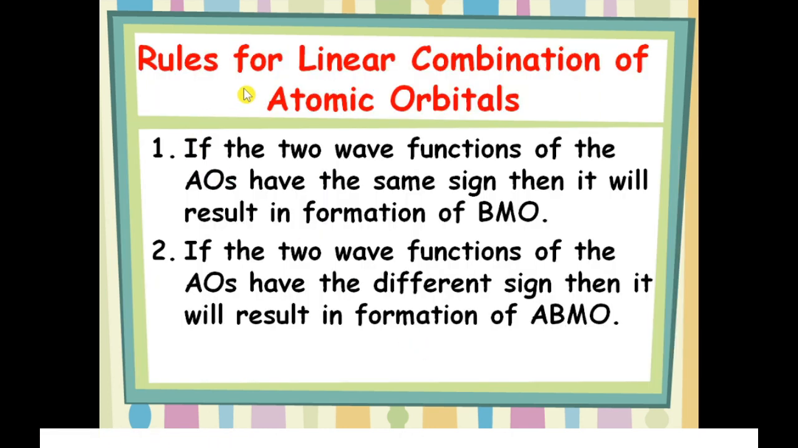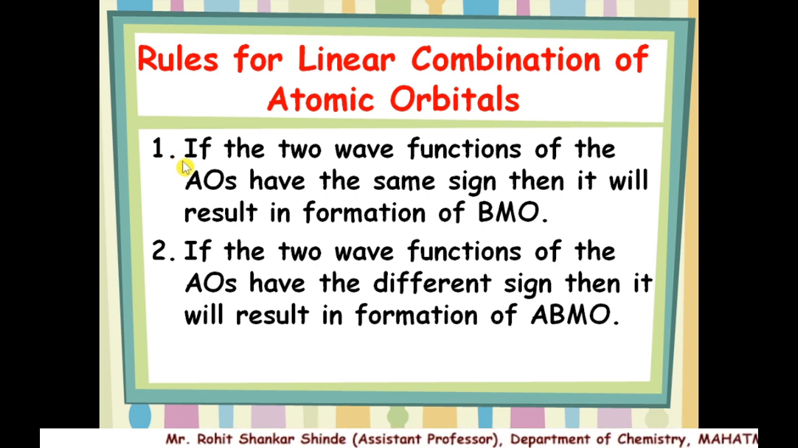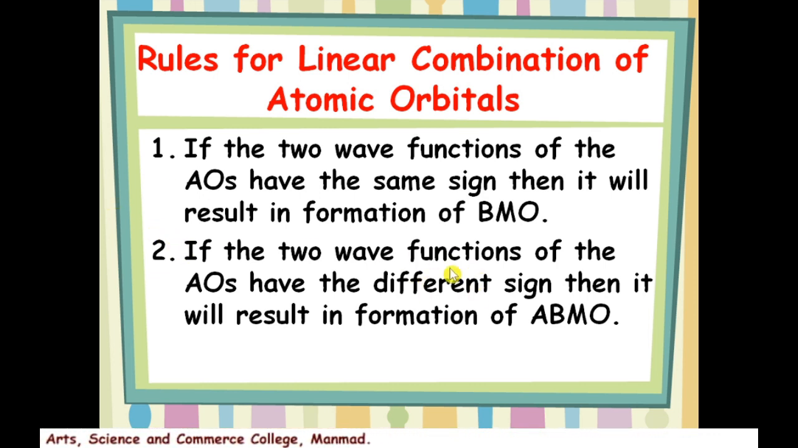Let us see rules for linear combination of atomic orbitals. If the two wave functions of the atomic orbitals have the same sign, then it will result in the formation of bonding molecular orbital. If the two wave functions of the atomic orbitals have different sign, then it will result in the formation of antibonding molecular orbital.